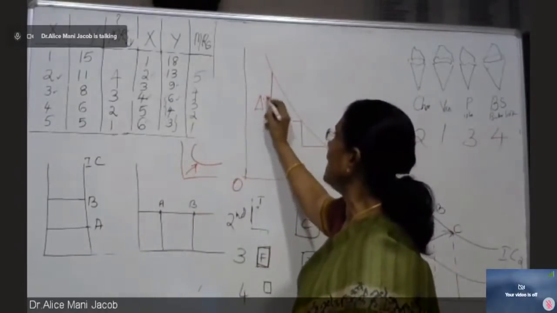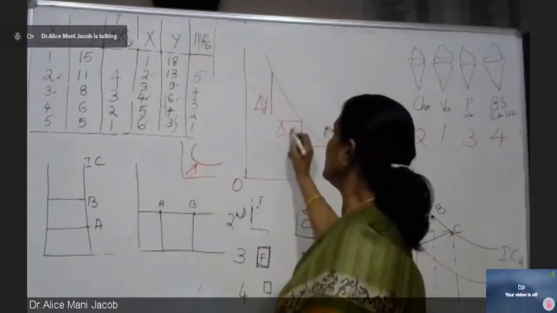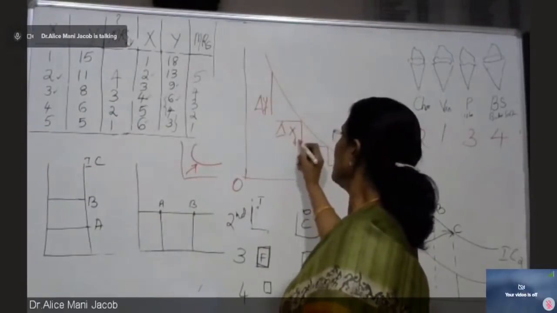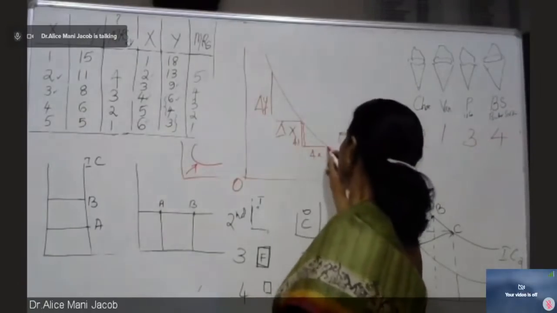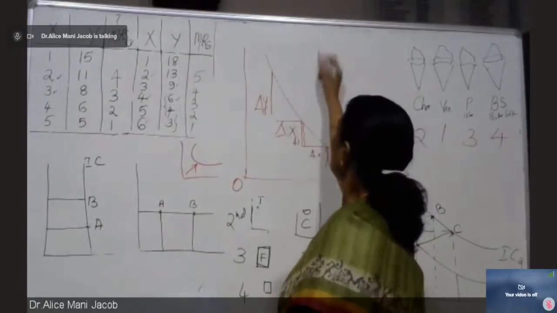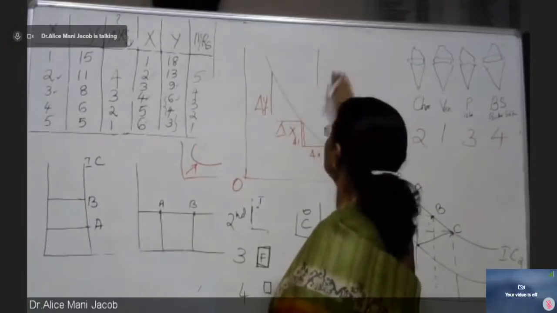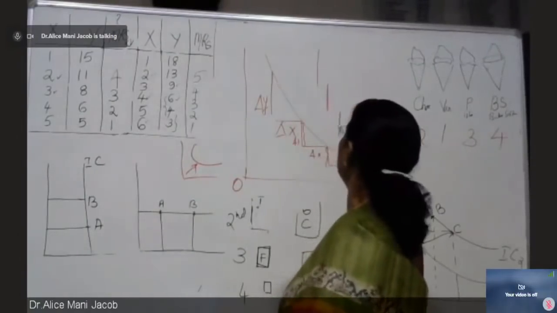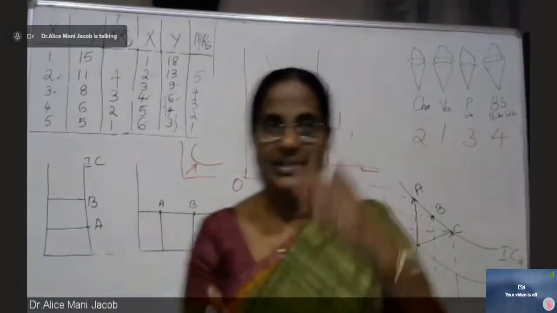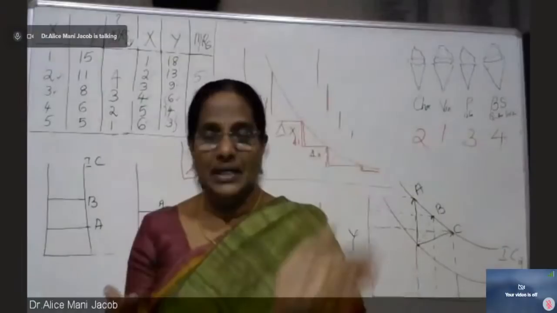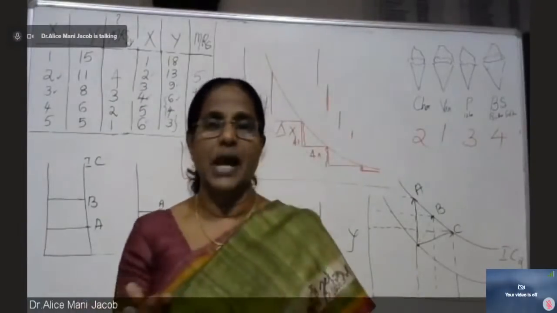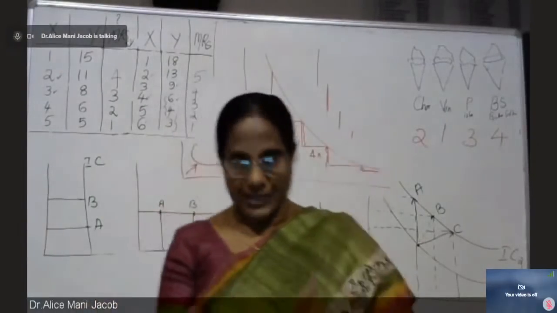This is delta y you give up. This is delta x you gain. This is the delta y you give up. This is the delta x you gain. This is the delta y you give up. You find for each additional unit you are giving up less and less. That will give the indifference curve a shape which is convex to the origin.